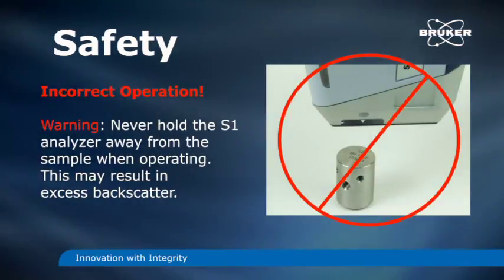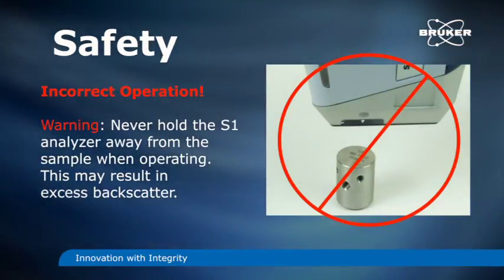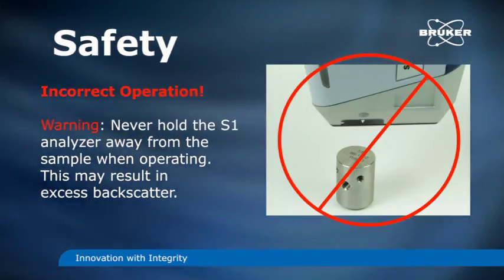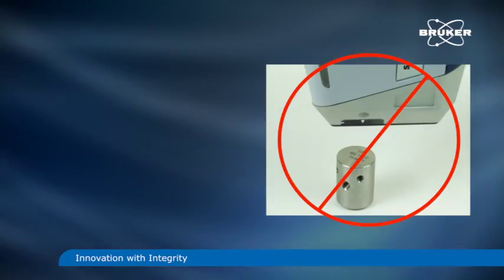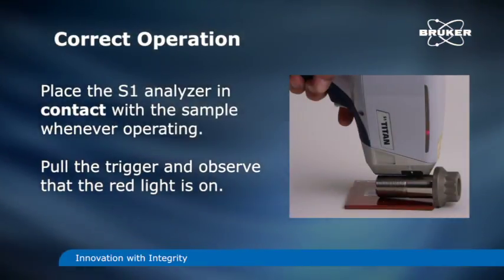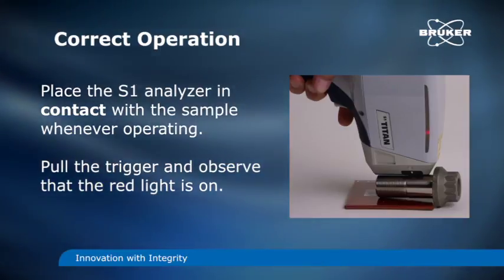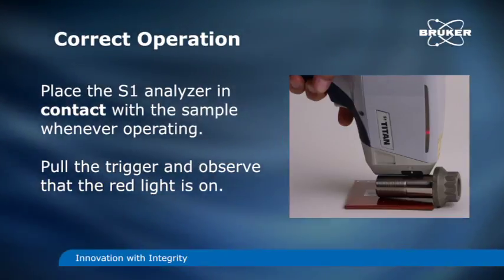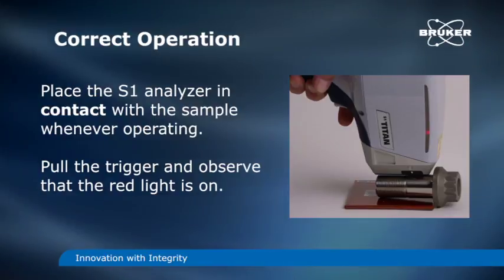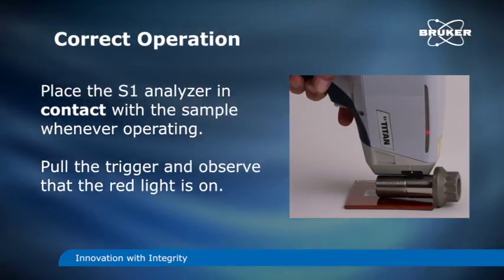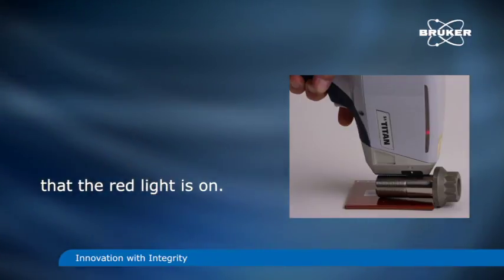Place the S1 analyzer in contact with the sample whenever operating. Holding the analyzer away from the sample will result in excessive backscatter. The correct way to use the S1 analyzer is to place it on a sample which completely covers the front of the analyzer and is away from the operator's body, or other people in the area. At this time, pull the trigger and observe that the red light is on until the measurement is completed.